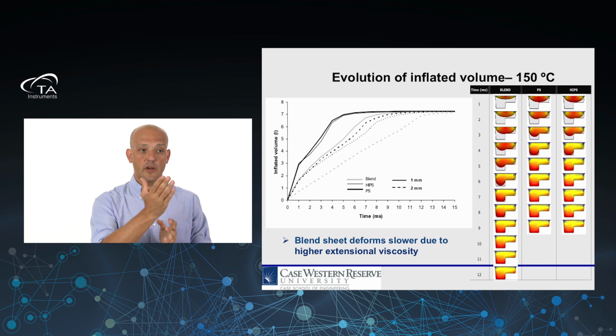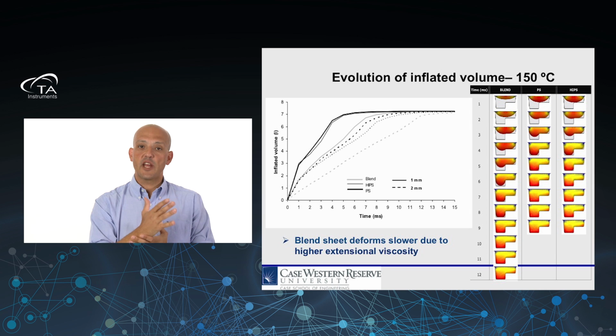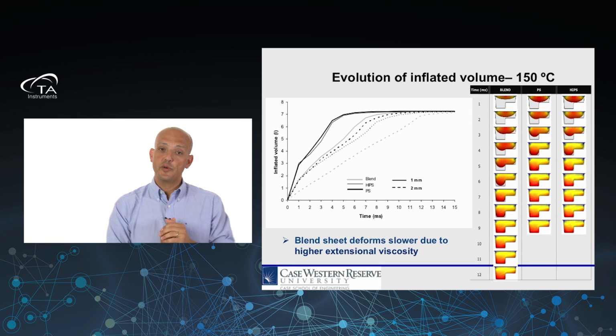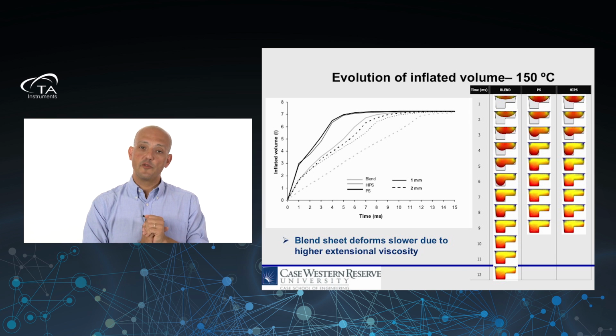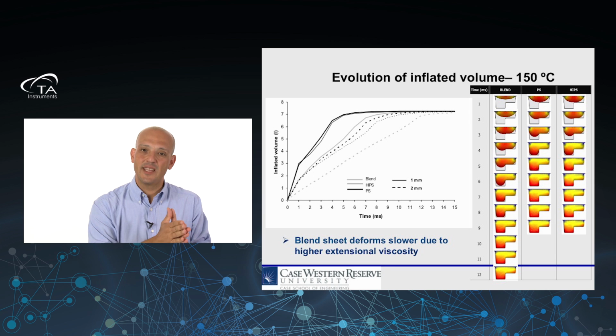So, for example, at 9 milliseconds, numerical milliseconds, both the polystyrene and the high-impact polystyrene sheets have finished deforming, but it takes about 25% or a third longer to completely thermoform the blend. Now, if you look at the left, we're just quantifying this difference.